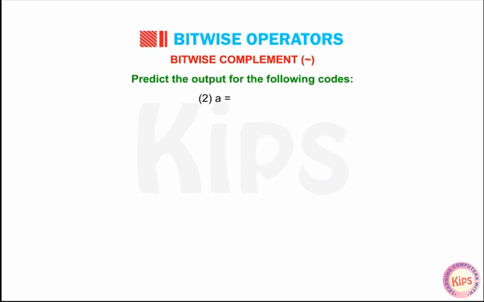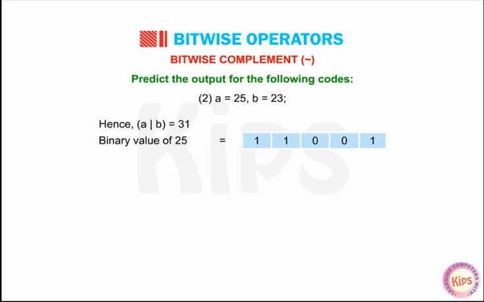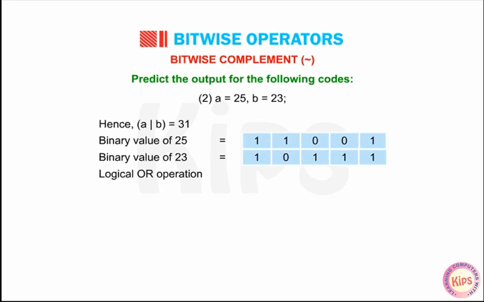Number 2: A equals 25, B equals 23. Hence, A OR B is equal to 31. Binary value of 25 is 1, 1, 0, 0, 1. Binary value of 23 is 1, 0, 1, 1, 1. Logical OR operation gives 1, 1, 1, 1, 1. Decimal equivalent of the result is 31.